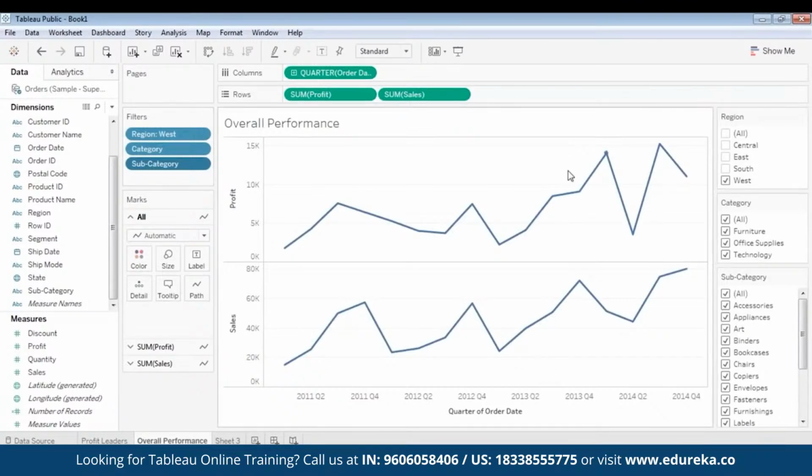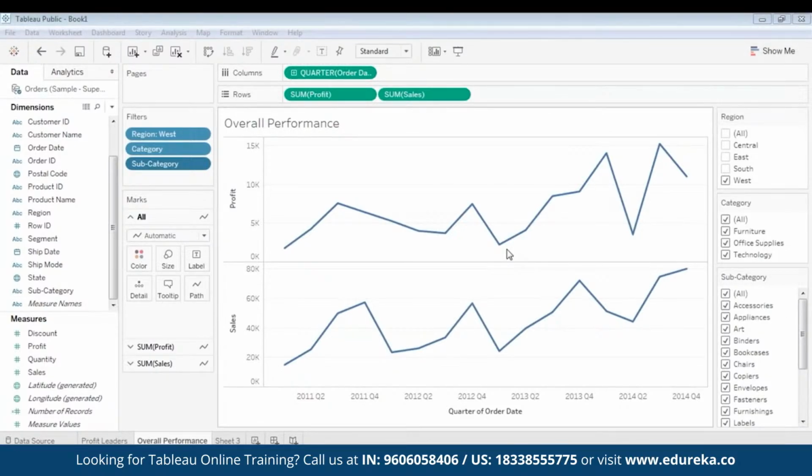So just by looking at this kind of visualization, you can see overall performance region wise. Which region is doing well, which region is not so profitable so far. So the first question which we were supposed to answer can be answered by this kind of visualization, guys.